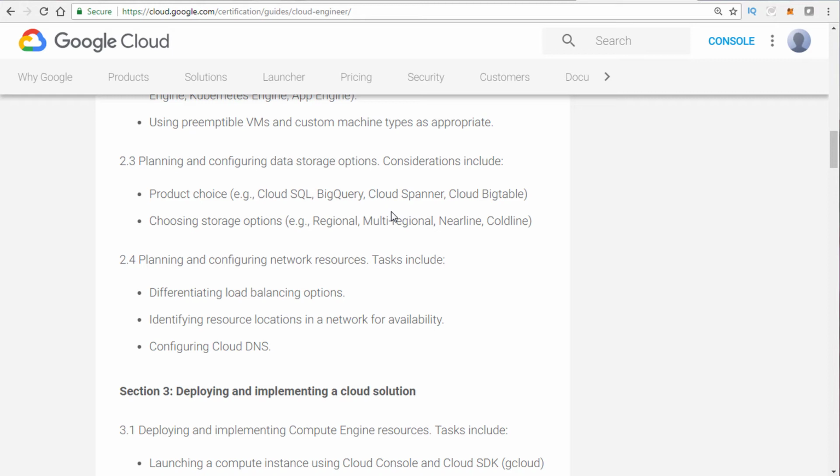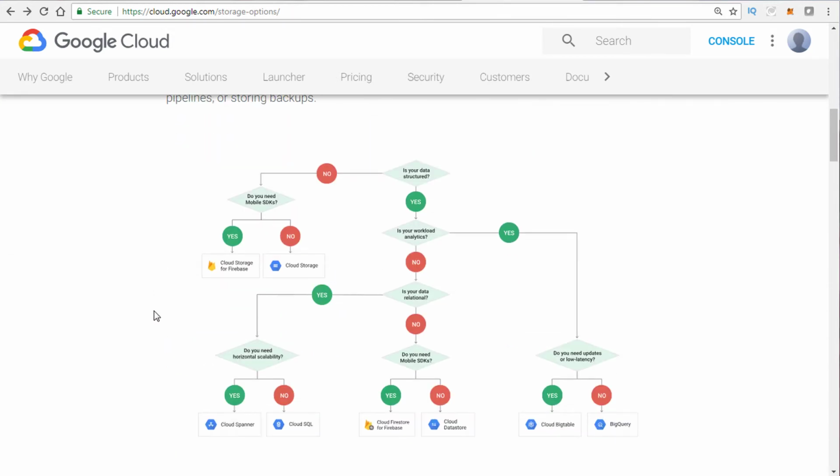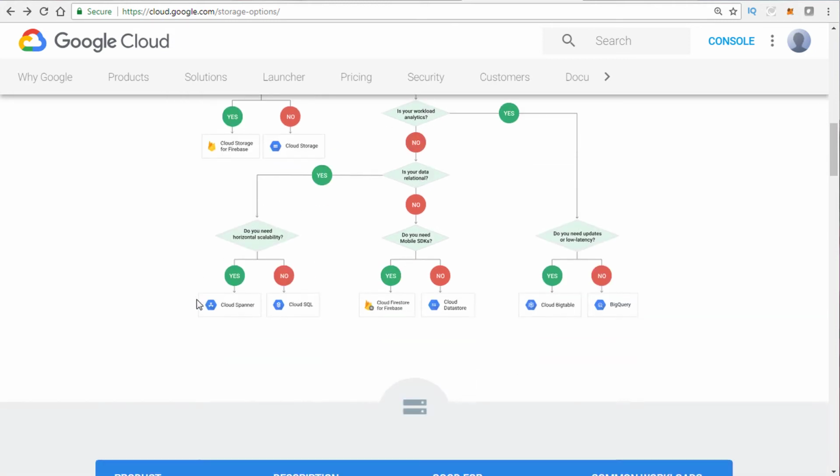But again, read the question. I'm not telling you exactly what you should expect for a question per se, but I'm pointing out for a reason. Also, numerous questions on data storage options. Why should you use regional versus nearline or coldline, multi-regional? Again, know your storage. So what I'd recommend is you go over here and read this page. This is going to be very helpful. How to choose the right solution.